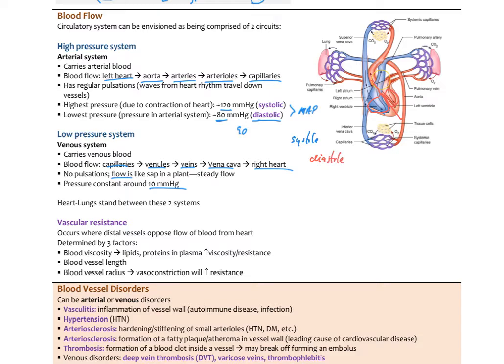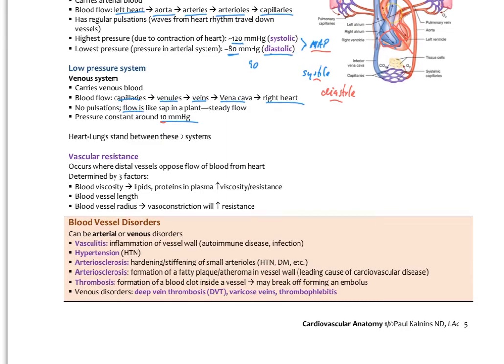So if you look at the pressure difference between systole and diastole in terms of what's ejected into the aorta, you get what's called the mean arterial pressure, or MAP. And that's going to be around, in this case, 40 millimeters of mercury. It's going to be a little bit different because, again, the heart actually spends a little more time in diastole than systole. So it's not exactly the average of the two. But it's around 40 or so, whereas the venous pressure is going to be around 10 in a healthy individual. So we can think of the heart and the lungs really as standing between the high and the low pressure system.